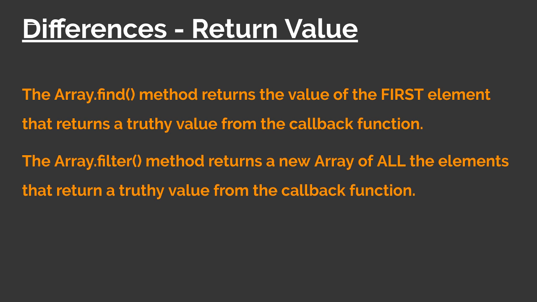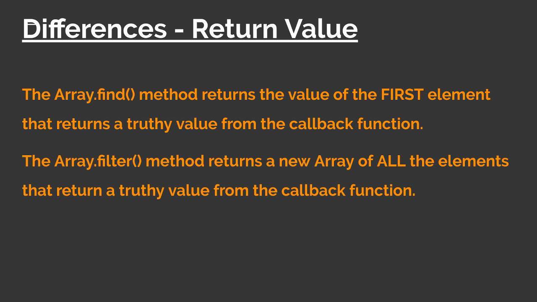So that was our differences we noticed in the return value. Array.find returns the value of the first element that returns a truthy value from the callback function. Whereas filter returns an array, this time, not the actual value, but an array of all the elements that return the truthy value from the callback function. Yeah, so there's the difference.